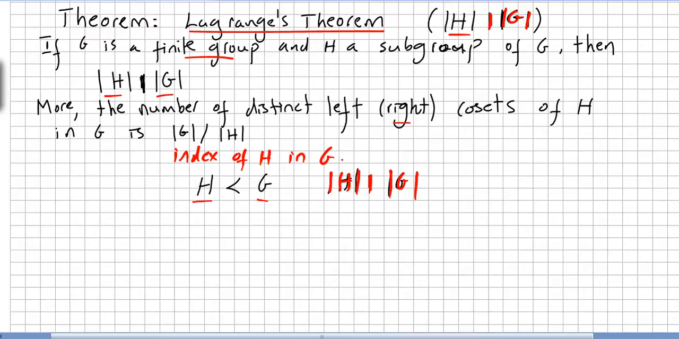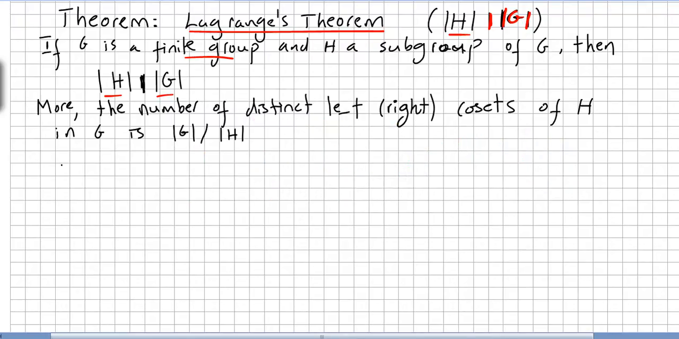This means the index of H in G, meaning the number of distinct left or right cosets, is of course the order of G over the order of H. So the index, the number of left cosets of H in G, will be the order of G divided by the order of H. Okay, I'm going to show you a first proof, a very simple one.